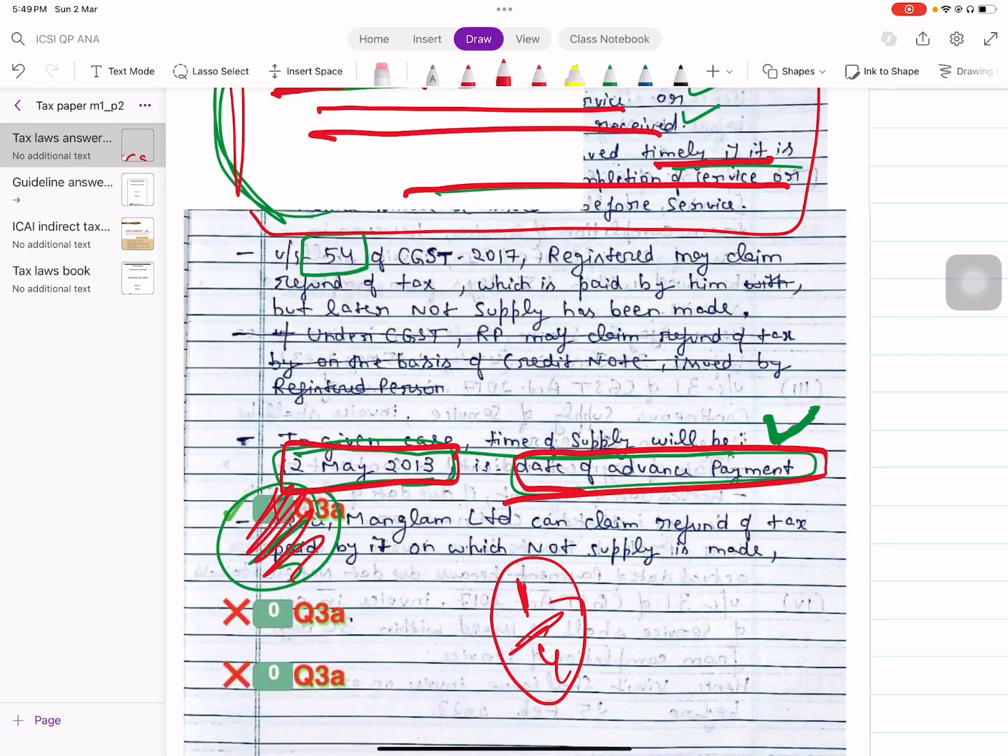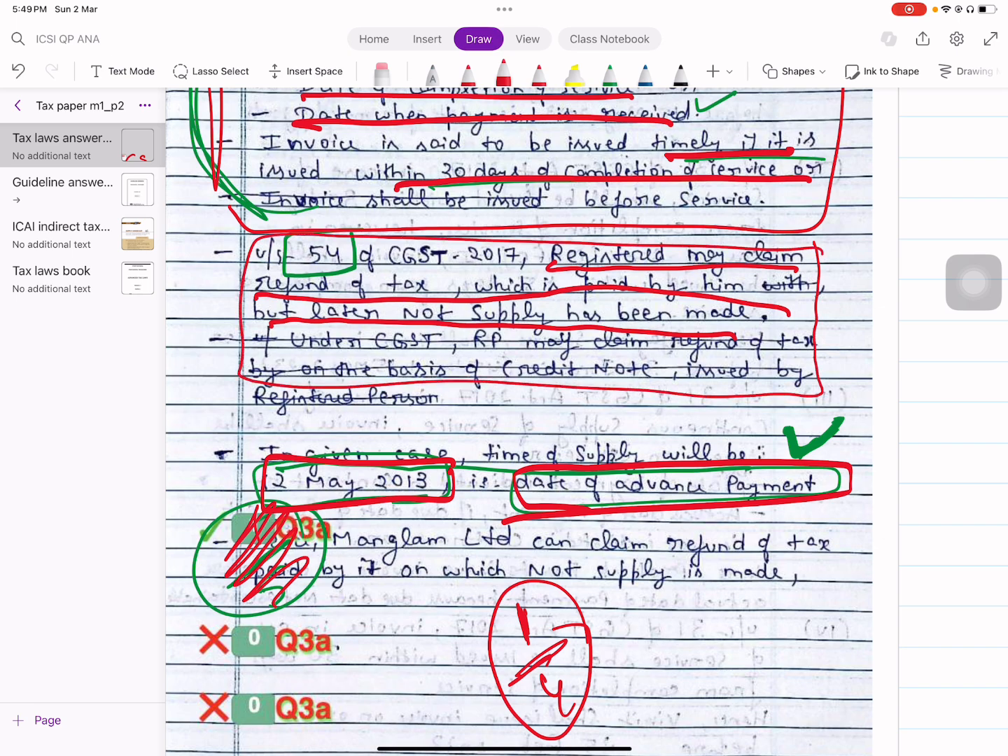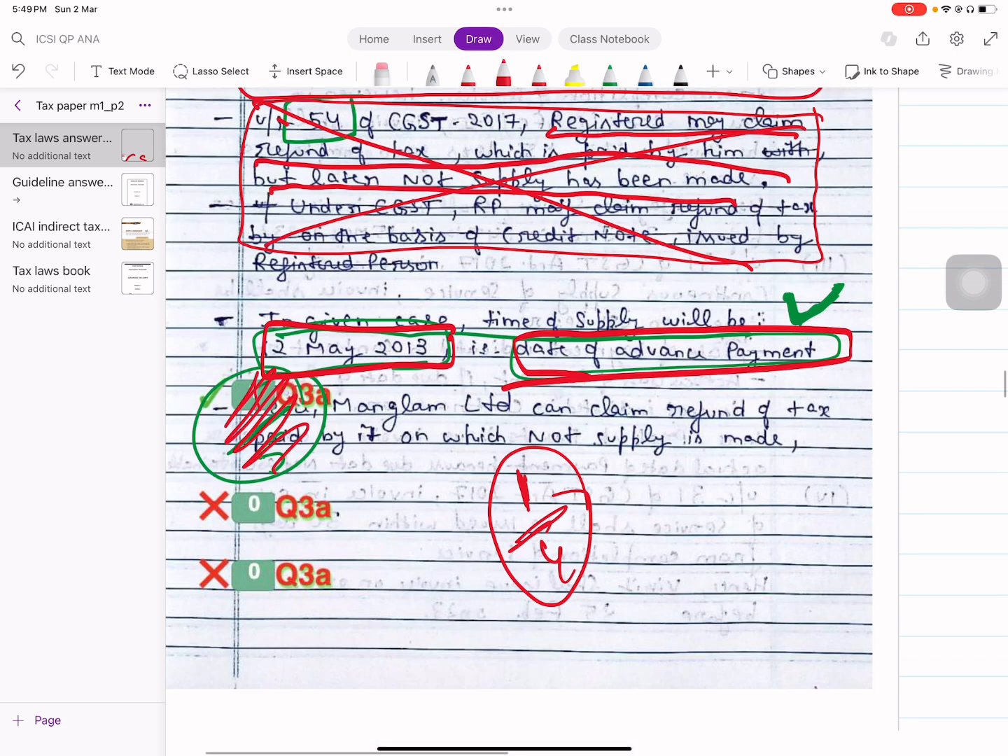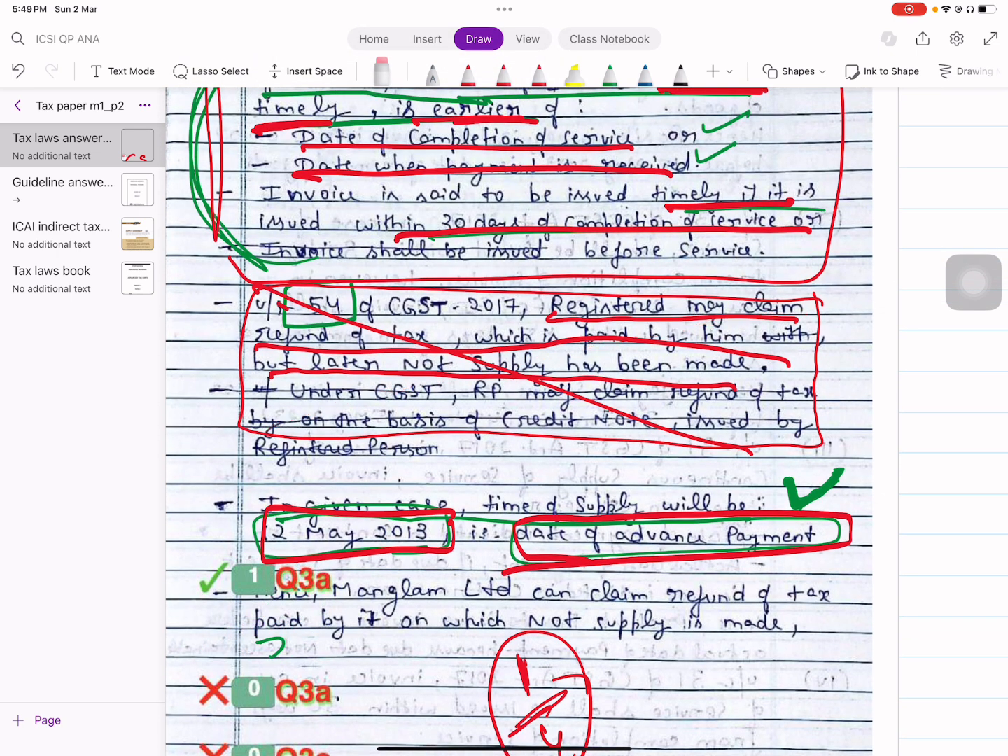However, I made a mistake and directly wrote that a registered person may claim a refund of tax which is paid by him, but later no supply has been made. So basically I got confused and was not able to write the correct answer. That's why the examiner has given me only 1 mark in this question for the time of supply.